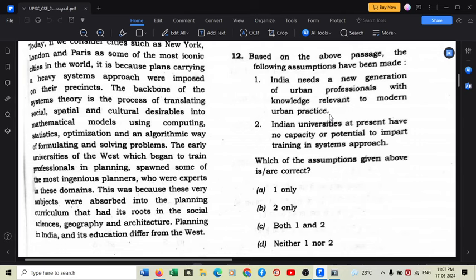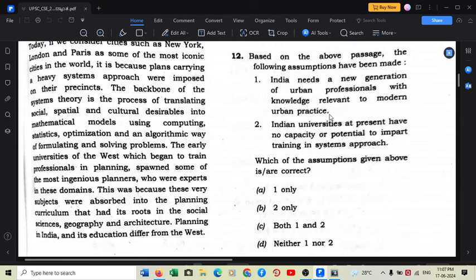But definitely the assumption is this: what is the reason for the author to talk about the good practices adopted by the Western world? It is that India can also adopt those practices by hiring urban professionals who have knowledge relevant to modern urban practice. Now what is modern urban practice here? It is referring to the practices of the Western world, right? So statement 1 is correct.